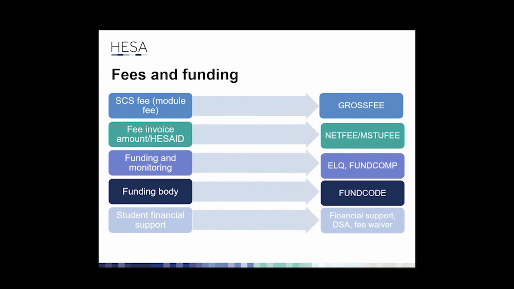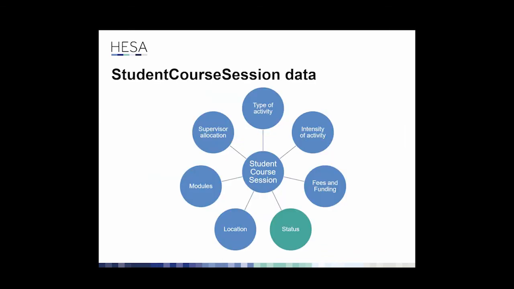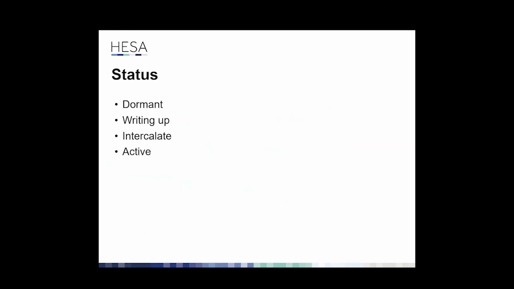That is the fees and funding associated with a student course session then. Next section, we also can record the status of a given student course session. And what we mean by this are the following statuses that can be recorded. So you can say if a student moves to dormant status, if a postgraduate research student becomes writing up, or if a student goes to intercalate at another provider, then the status of a student course session can be updated to record that. We also have a status of active. We're not requiring providers to say that for every single student course session. Just in most cases, they're returning a student course session, the student is active.